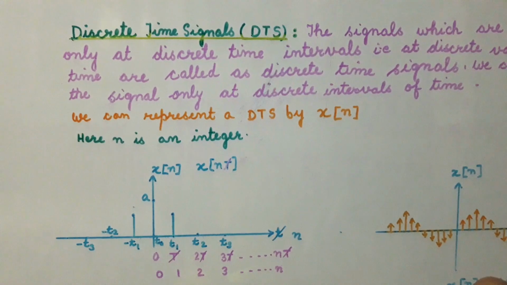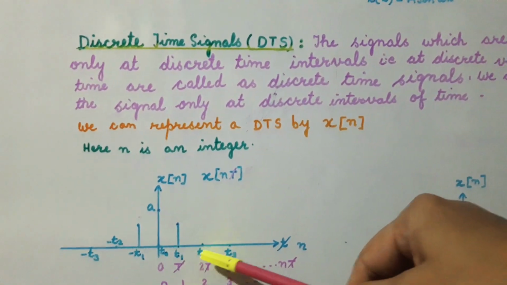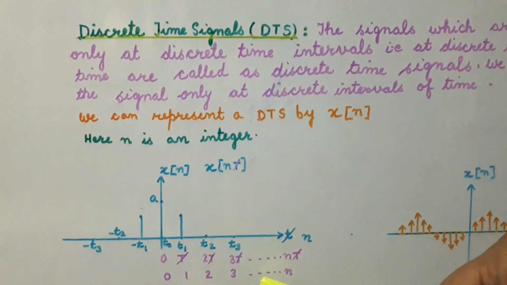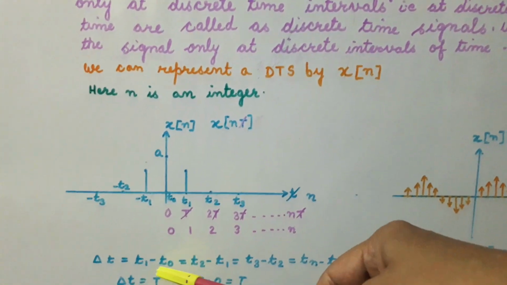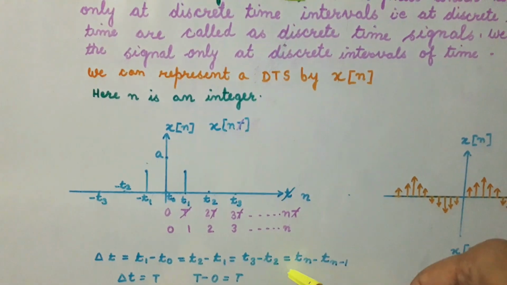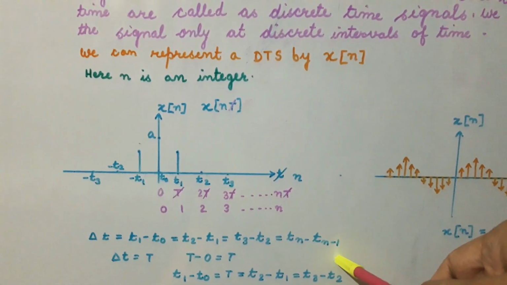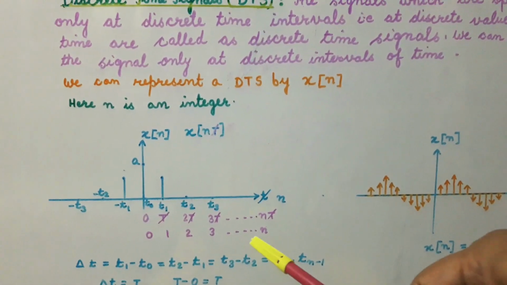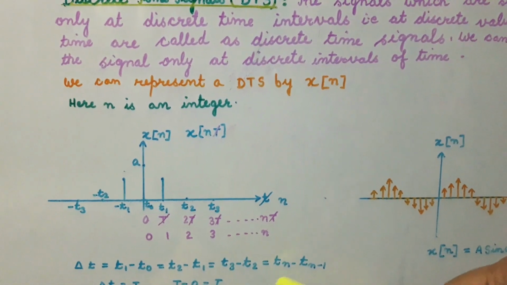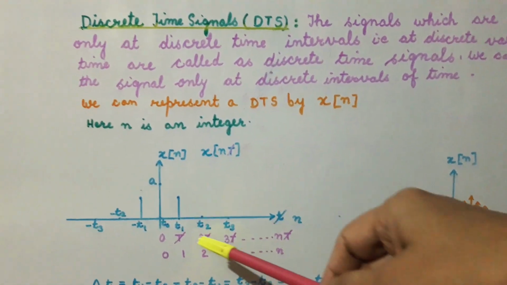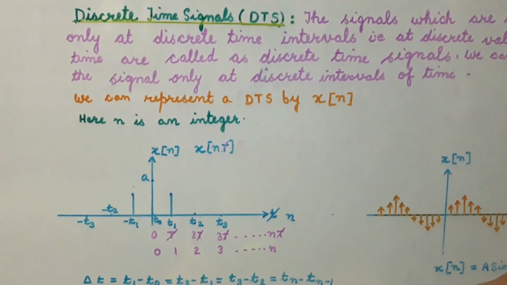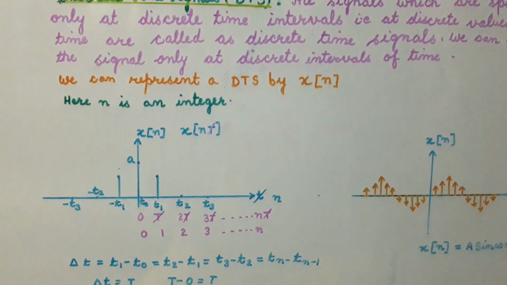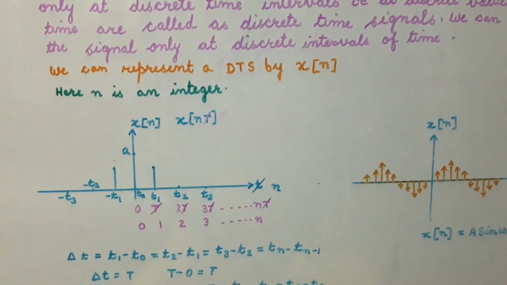So if delta T is equal in each case, then we can say that the signal is uniformly sampled. In that case, we can write delta T is equal to t1 minus t0 is equal to t2 minus t1 is equal to t3 minus t2 is equal to tn minus tn minus 1 and so on. So if the discrete time signal is uniformly sampled, that is when delta T is equal in each case, then we can say that this is uniformly sampled. And when the time interval delta T is not the same in each case, then we say that the signal is non-uniformly sampled.